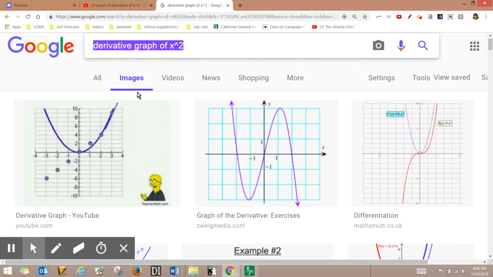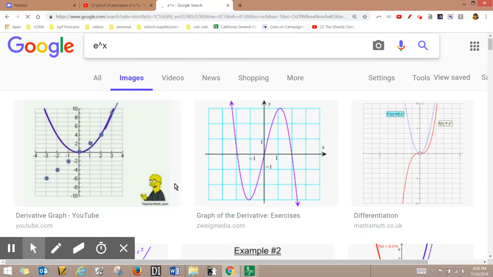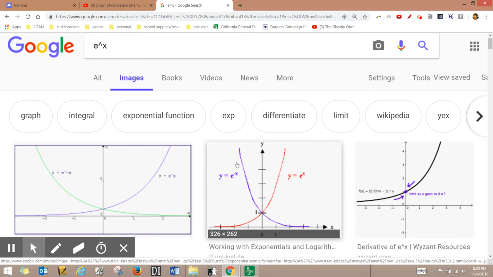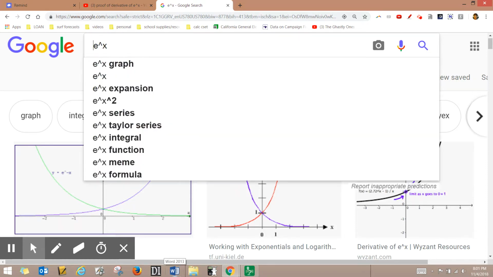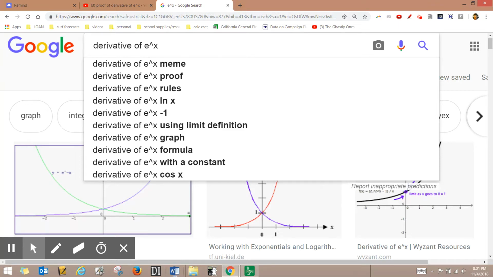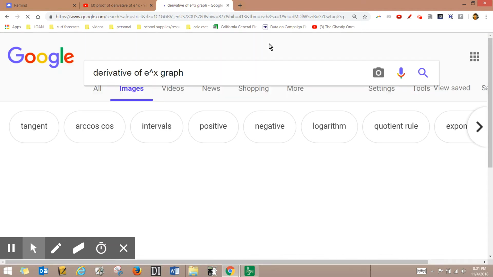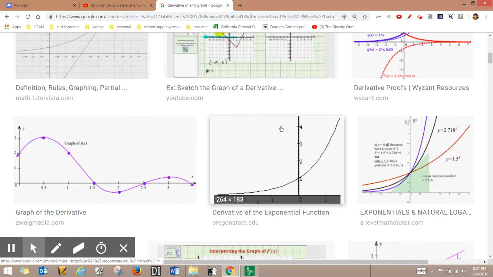What's interesting is if you actually try to draw the derivative graph of e to the x. Here's e to the x, just e to the x normally. In this blue one here, this is e to the negative x, and in red, this is e to the power x. Watch what happens when I look up the derivative of e to the x graph. If you try drawing this, it's gonna be really funny.